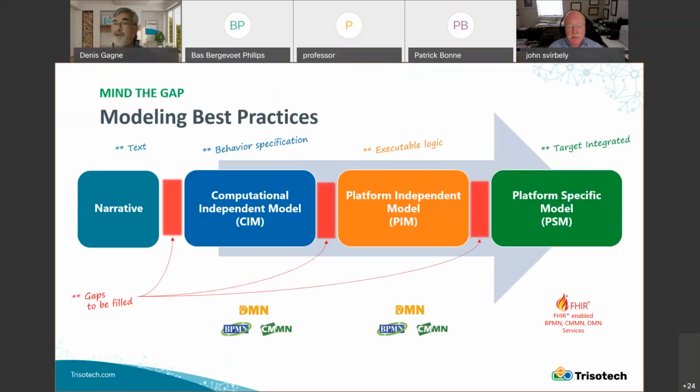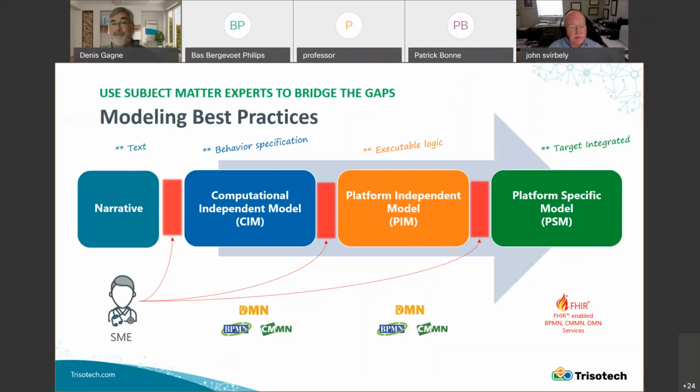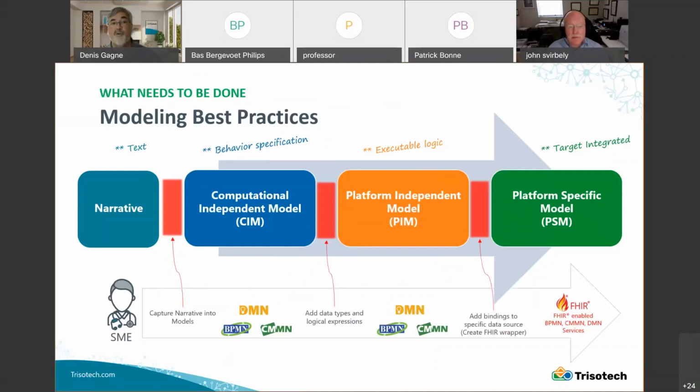Now, if you look at the diagram there, there are gaps in there, and these gaps need to be filled. How do you go from one stage to the other? How do you progress through these stages? And fundamentally, the first and current answer is we use the subject matter expert to bridge those gaps as you're progressing through. So we wanted to know what needs to be done at each level to see how we can better tool and enable this to make it simpler for the subject matter expert to do that work.